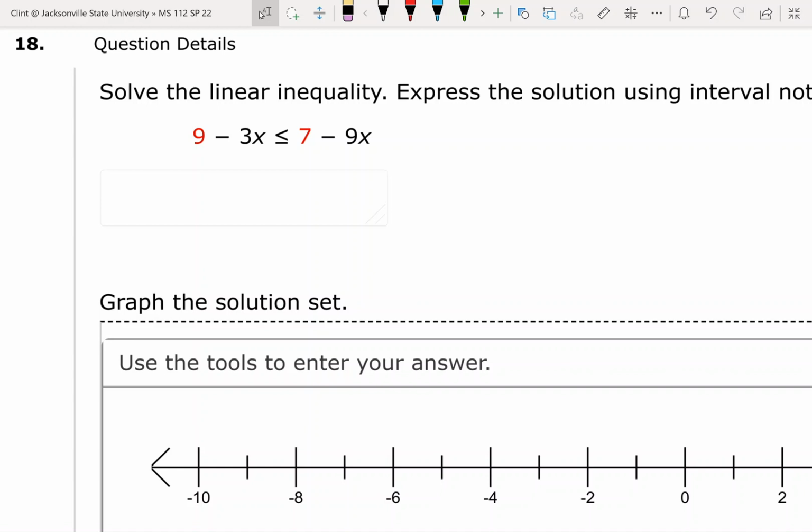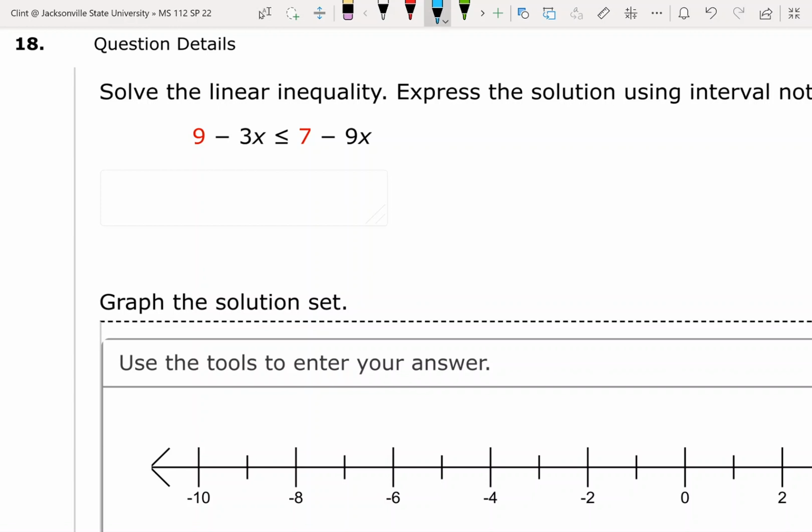All right, number 18. Got an inequality. On these, we can treat the inequality symbol just like an equal sign as long as we don't multiply or divide by a negative number. If we multiply or divide both sides by a negative number, what do we do? We flip the sign. This one's less than or equal to, so we'd flip it to greater than or equal to. I don't know if that'll happen or not.